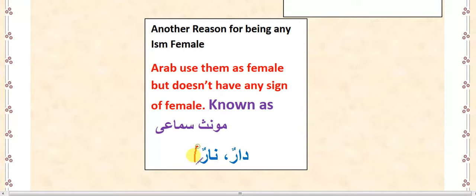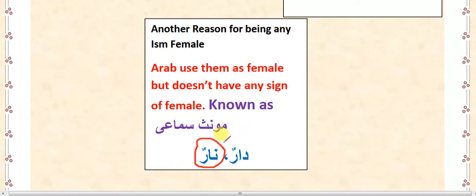And also narun. Narun doesn't have any property of it. It doesn't have ta marbuta in its ending. It doesn't have alif maksura or alif mamduda. Then why are we saying that narun is muannas? We are saying that narun is muannas because the Quran used narun as muannas in one of the verses of the Quran. So that's why we are using narun as muannas, even though it doesn't have any property of muannas.